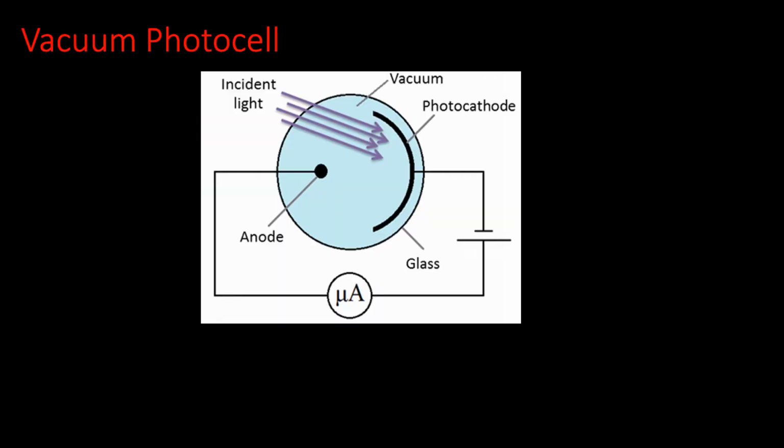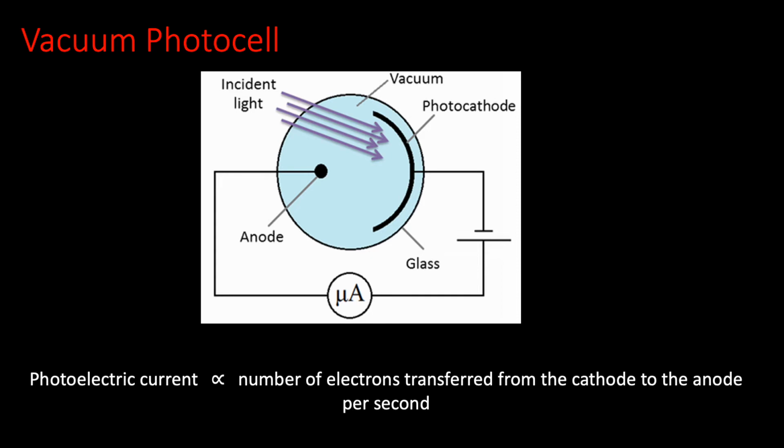Vacuum photocell experiments are very important to quantify values like how many photoelectrons were ejected due to the photoelectric effect, or the kinetic energy of the photoelectrons. A vacuum photocell is a glass tube that contains a metal plate referred to as the photocathode and a smaller metal electrode referred to as the anode. The microammeter in the circuit can be used to measure the photoelectric current, and this is proportional to the number of electrons per second that transfer from the cathode to the anode.